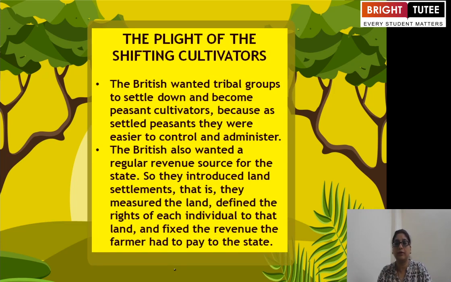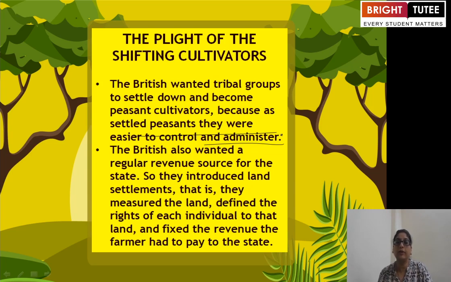The British wanted tribal groups to settle down and become peasant cultivators because they did not want them to migrate from one place to another, and wanted them permanently settled. They were easier to control and administer, because if the British had a policy for those people today, and after a few days they migrated from one place to another, the British were confused about how to administer them. So they wanted them to settle down at a permanent place.